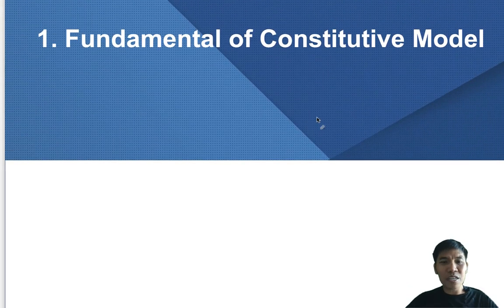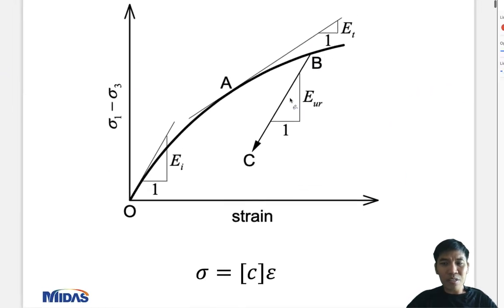The first part today is the fundamentals of the constitutive model. So what is the constitutive model? The constitutive model is the relationship between stress and strain. The notation here, we always use a matrix. The matrix C is the constitutive model.